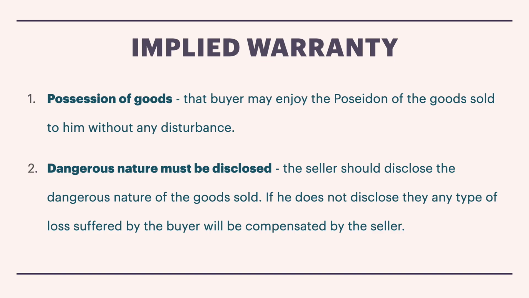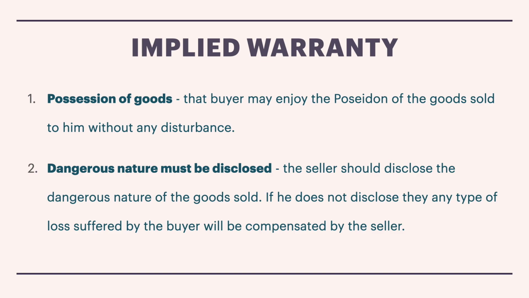Do you think the statement that he should enjoy the possession of the goods would be mentioned on the box of the TV? No, it wouldn't be mentioned. That is why it is called implied warranty. It is understood. I don't have to mention it on the box of the TV.